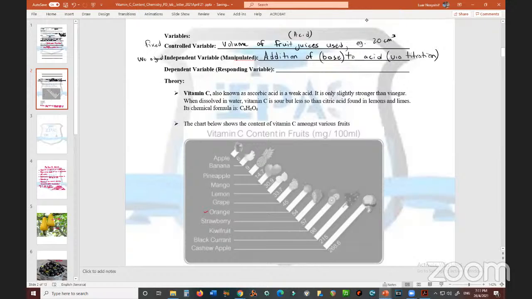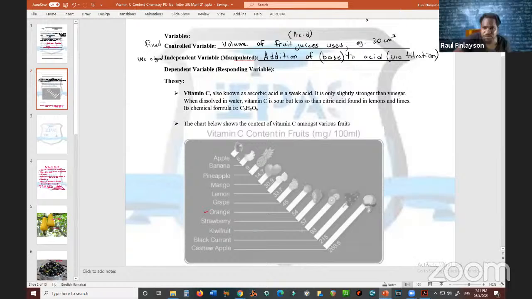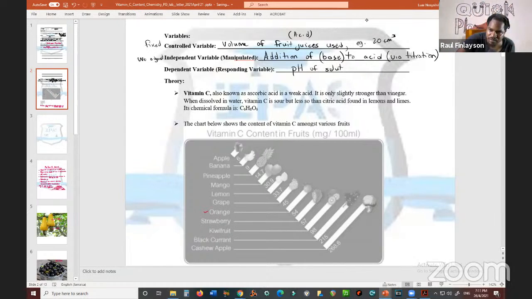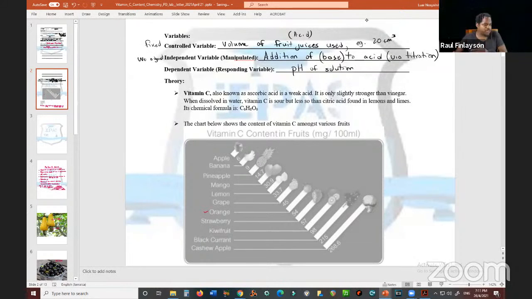Go ahead. I think it will become neutral. All right. So you think it becomes neutral. It probably could. It really depends. We don't know if the acid is a strong acid or a weak acid either. So that's another thing. But it could become neutral through titration, but then it may not. So the responding variable, what will respond to the addition of the base, is the pH. That would be changing because we're adding base to acid.